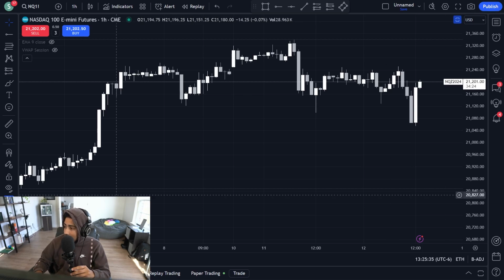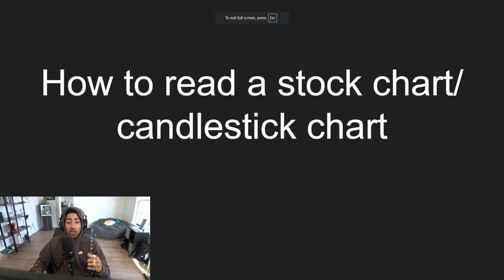All right, guys, today's lesson is very, very simple. What we're going to go over is how to read a stock chart or a candlestick chart. This is pretty beginner, so if you want to skip this, feel free to. If not, honestly, it's a good refresher regardless. I want you to know how to read a candlestick chart from start to finish, so that market structure and candle analysis will start to be a little bit easier for you.